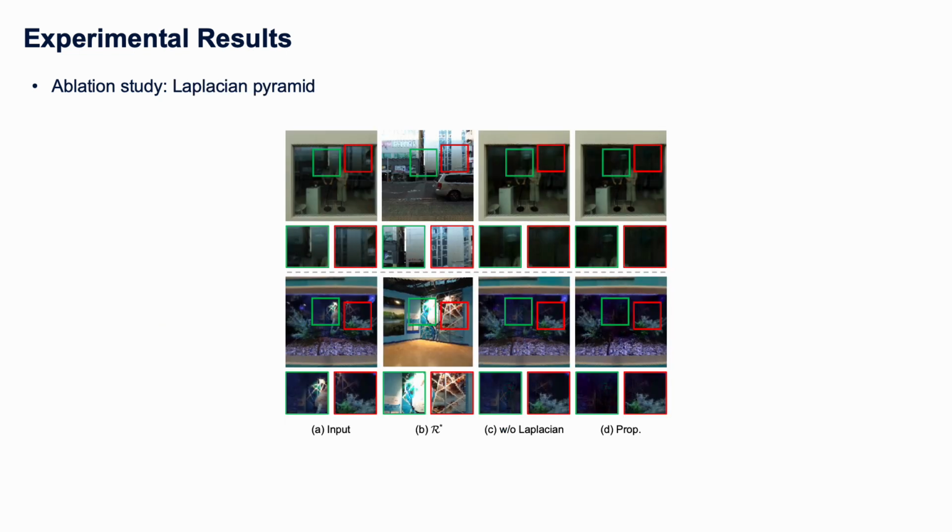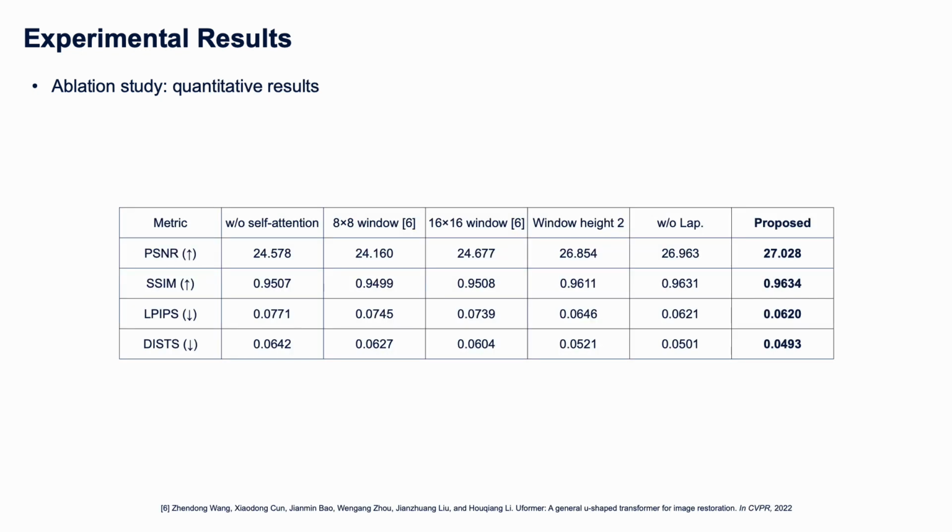When we remove the Laplacian pyramids from the proposed method, it fails to remove the high-frequency components of the reflection, leaving the reflection artifacts. This is the quantitative score of the ablation study. The proposed method achieved the best scores.